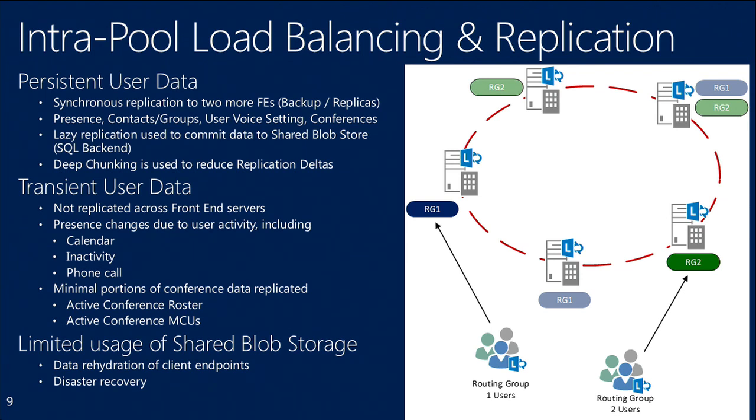We do have these shared blobs, right? That's essentially there for rehydrating data at the client. So when it signs back in, I'm able to pull down my buddy list, my call forwarding settings. These are things that we don't want to be lost in the case of a front-end server outage or a loss of functionality there.